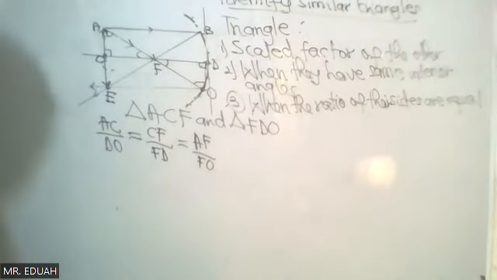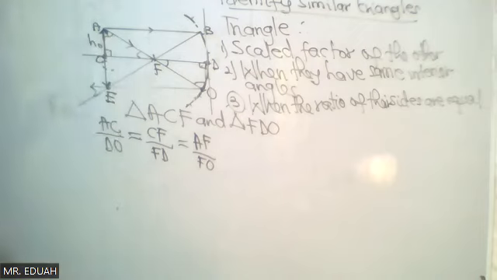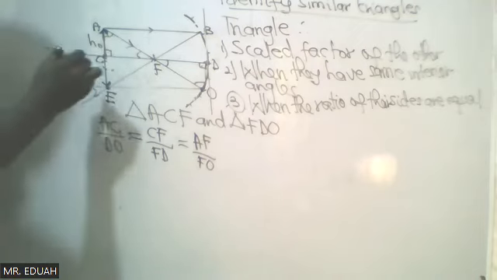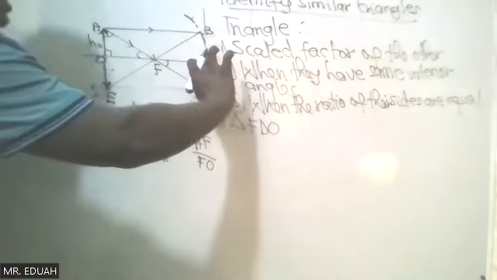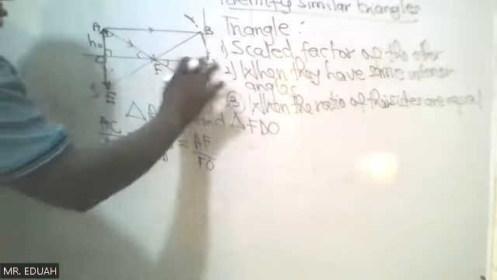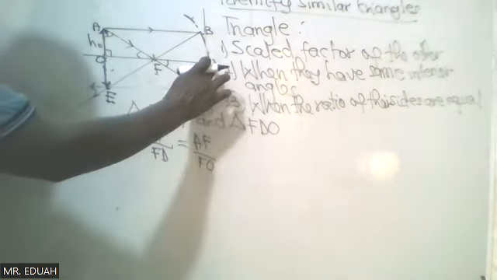Are we there? Yes. All right. So now, please open your eyes. This is the object. It means that this is the object height, HO. This is the image. This side is the same as this side, because these two lines are parallel. So CE, which is the image side, is the same as DO.